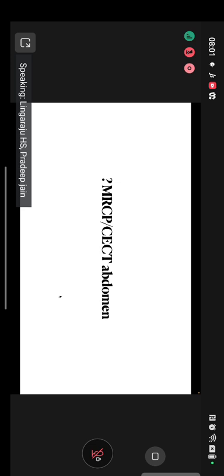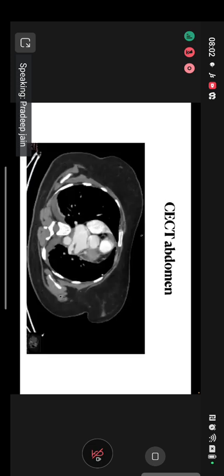So basically, the patient is not jaundiced. LFT is normal. CBD size is normal on ultrasound. So there is no point going for MRCP. Yes, it is basically to have a good contrast enhanced CT scan, right? So this is the finding of the CT scan.